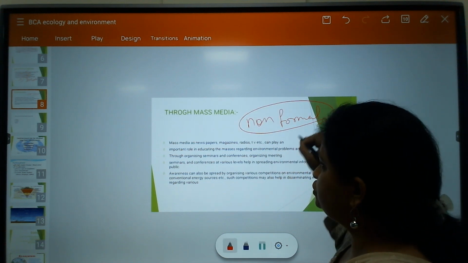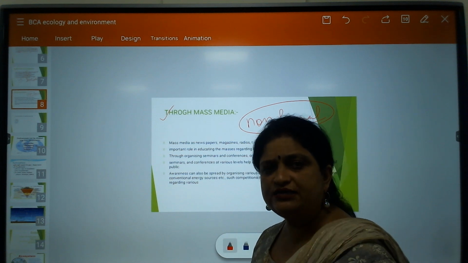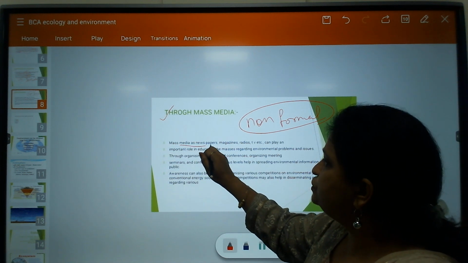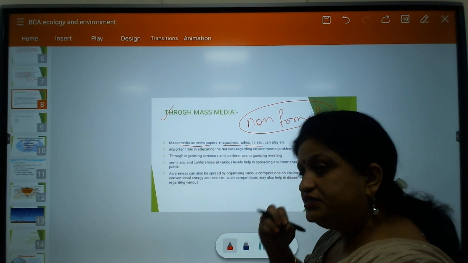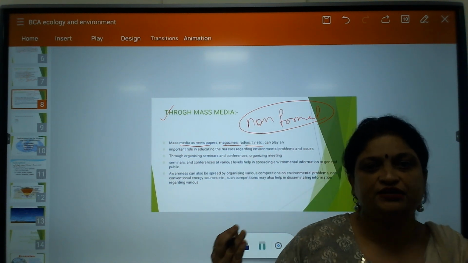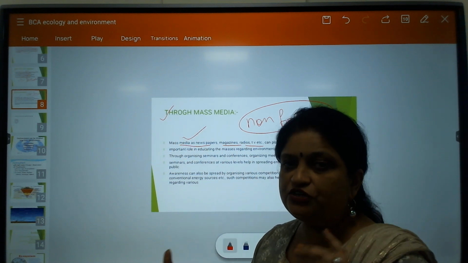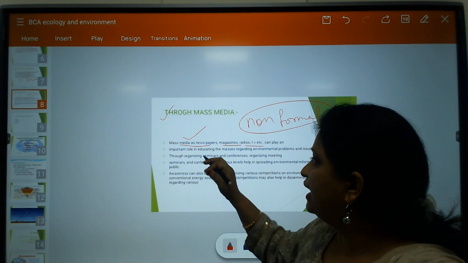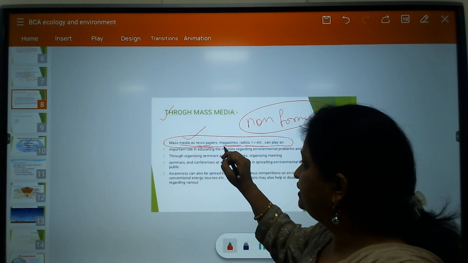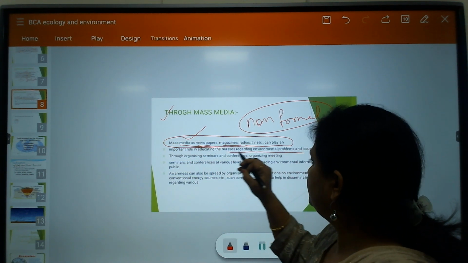Non-formal environmental education is through mass media. It is the best medium to make people understand the depth of environmental sciences. Mass media such as newspaper, magazine, radio, television, short films, advertisements, and roadside hoardings are visual things which appeal to us, attack our mind, and we easily understand the problems of environmental degradation. They play an important role in educating the masses regarding environmental issues.